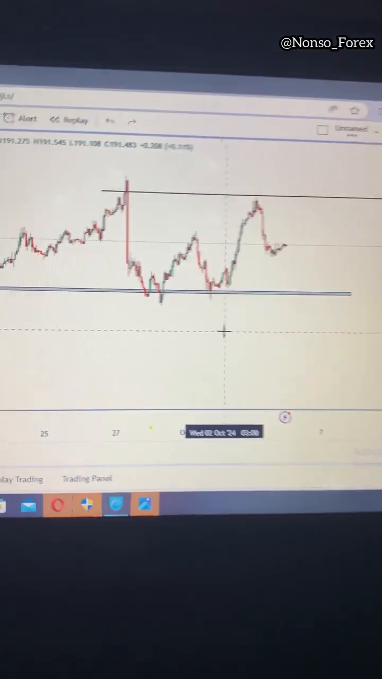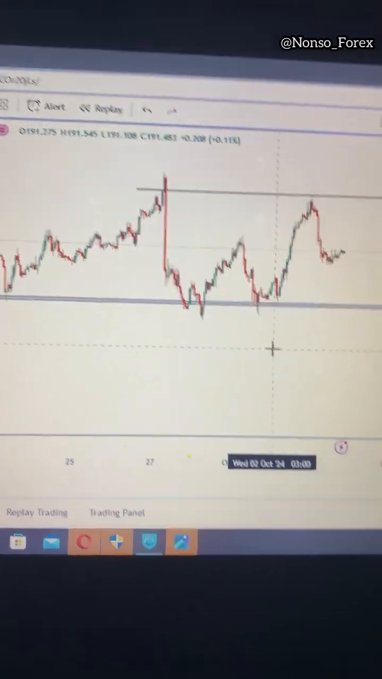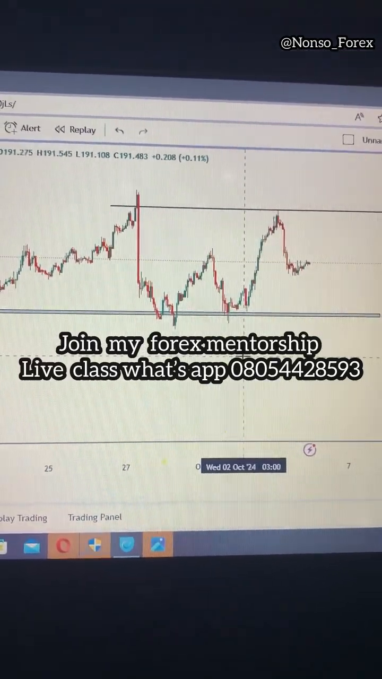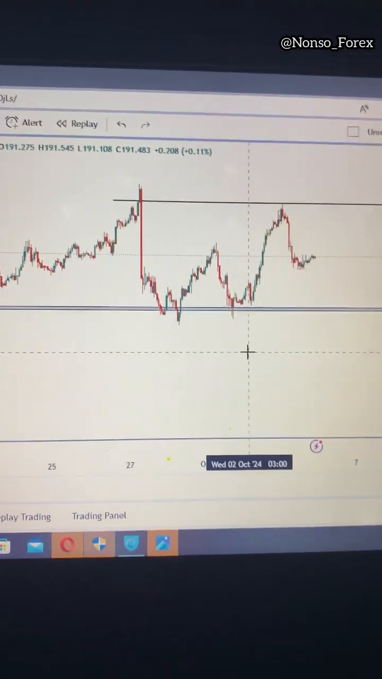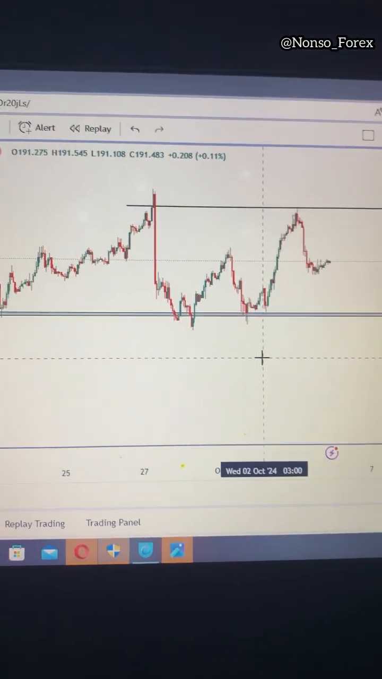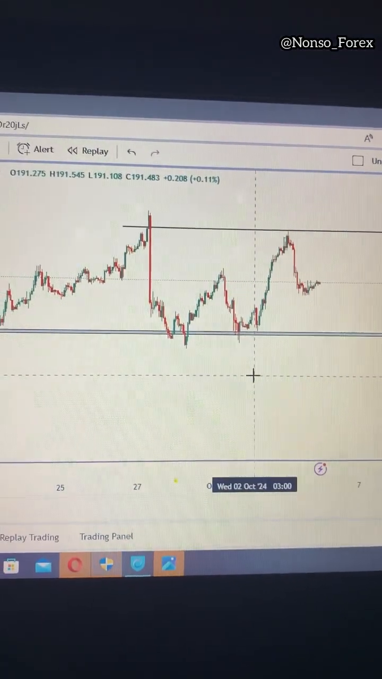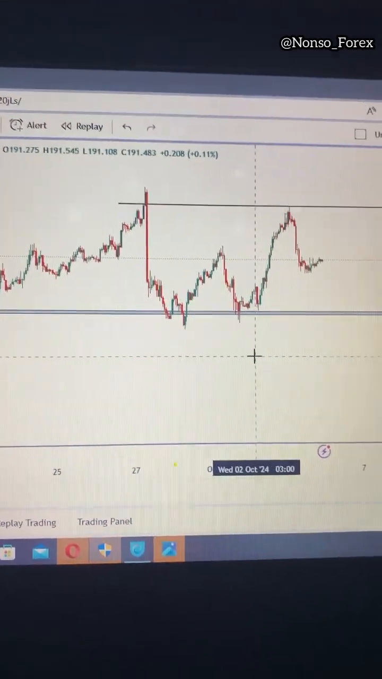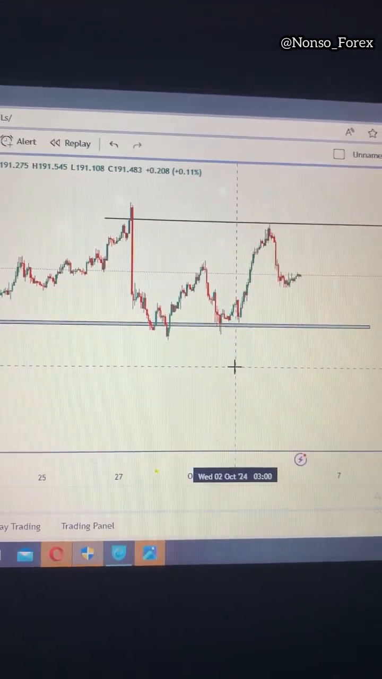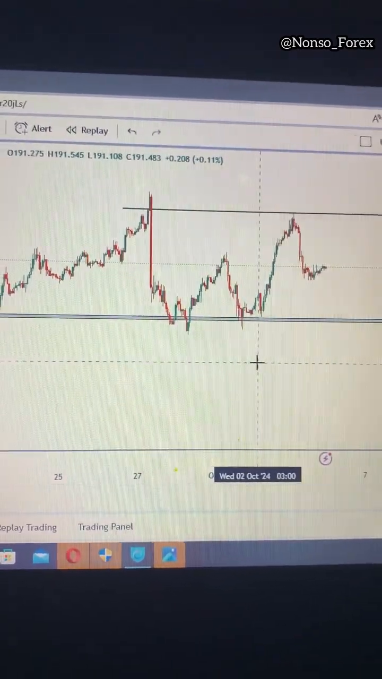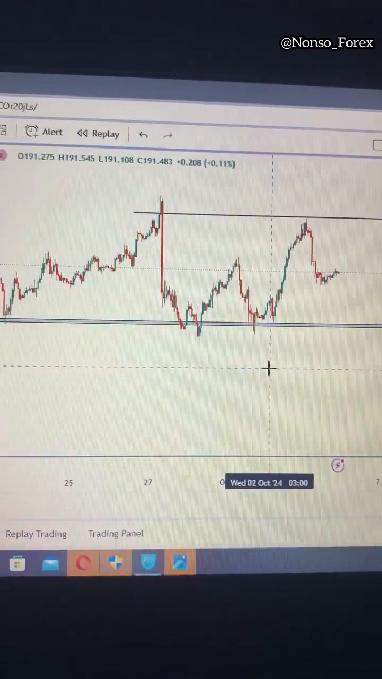Forex is not a thing of gambling. So as a forex trader, you need to understand market structure before you can be profitable in this game. Before you jump into trading any market, you need to understand what market structure is.